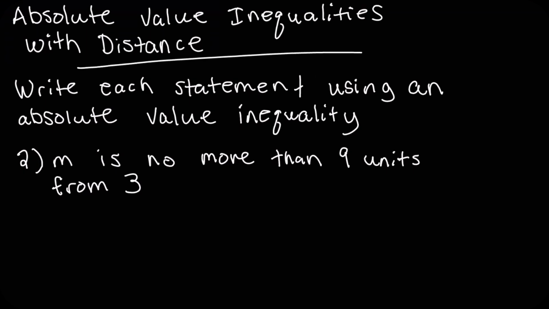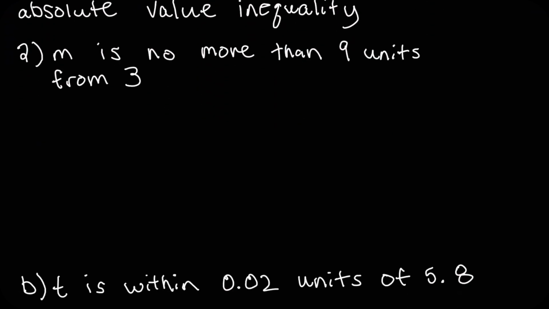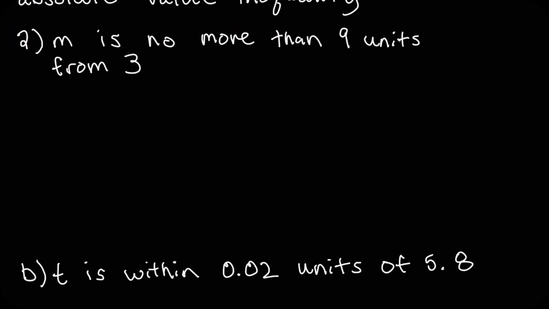Absolute value inequalities with distances. We want to write each statement using an absolute value inequality. So for our first example, we have m is no more than 9 units from 3.